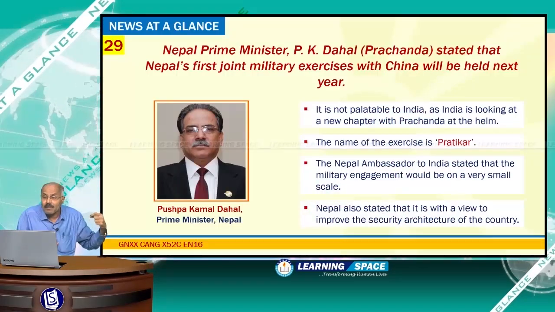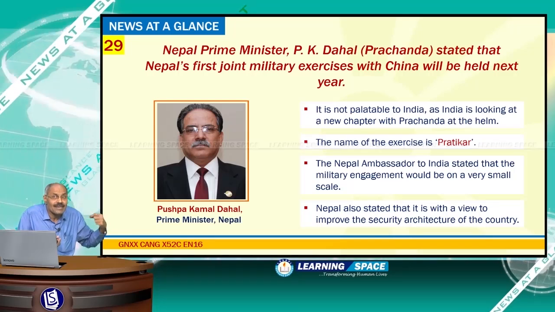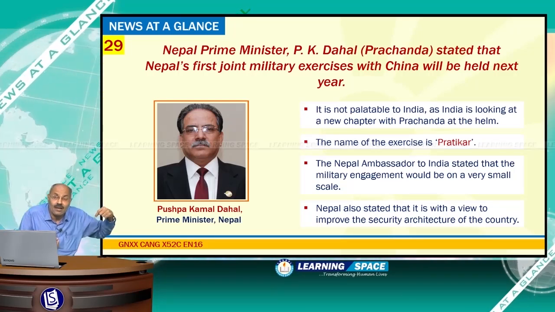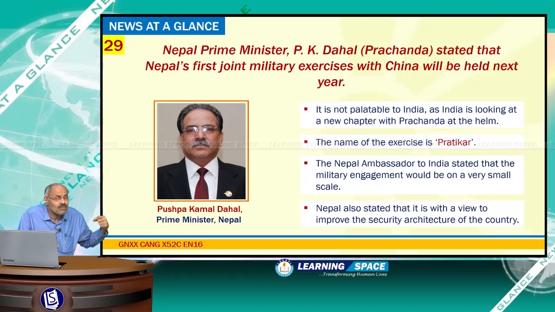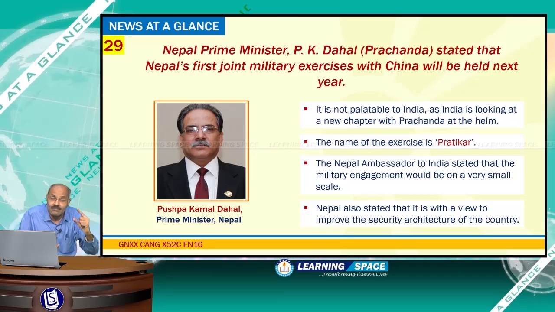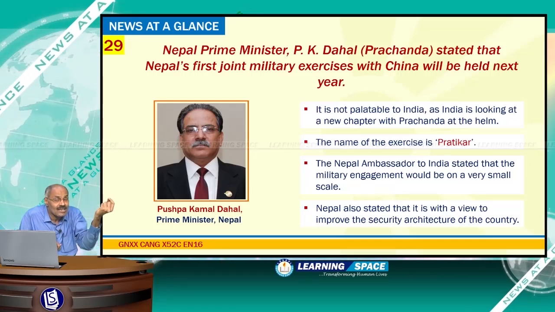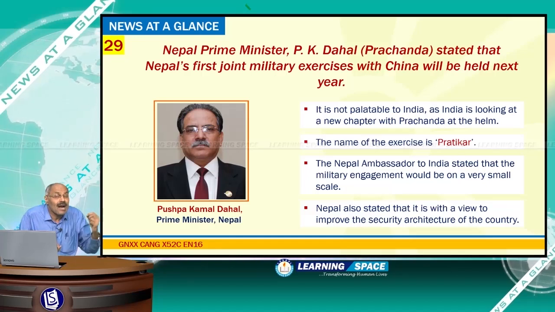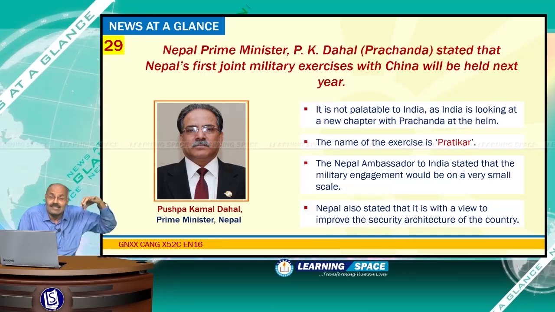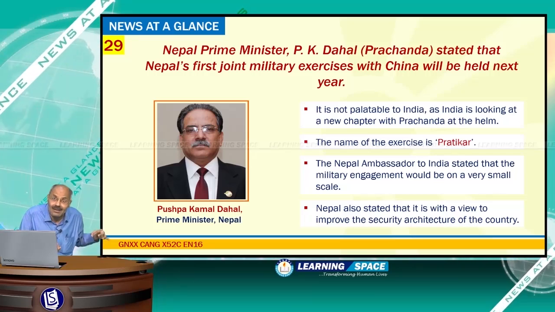Nepal Prime Minister P.K. Dahal Prachanda stated that Nepal's first joint military exercises with China will be held next year, and the name of these exercises is Pratikar. And for the first time, Nepal is going to have joint military exercises with China. This is a very, very important point. And the name of the exercises is Pratikar. And this is not palatable to India.